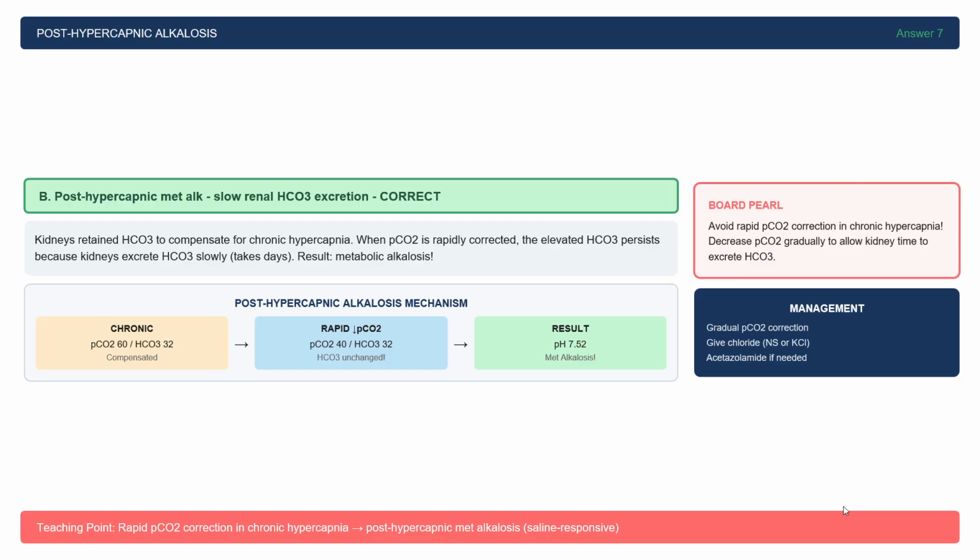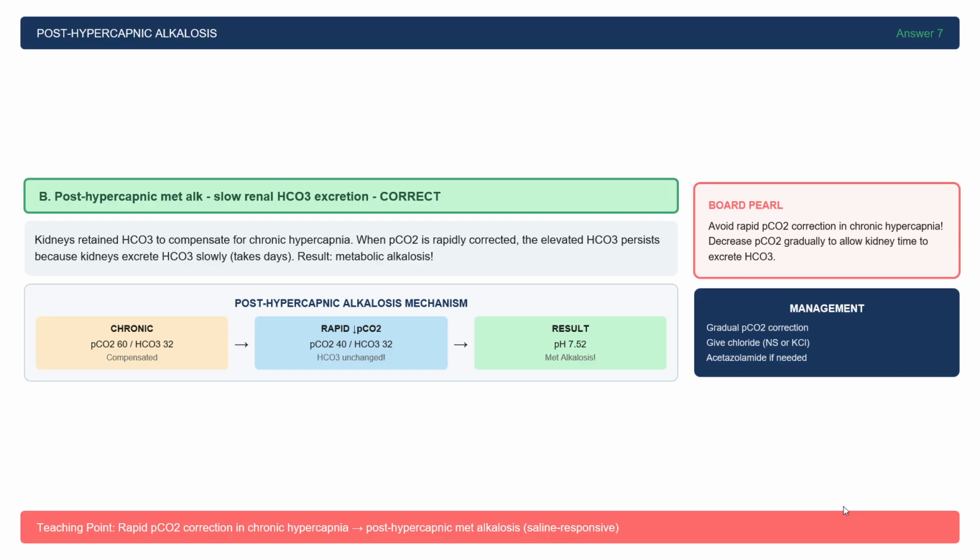Now, if the carbon dioxide level is rapidly corrected, usually after aggressive ventilation, the bicarbonate level doesn't immediately fall. The kidneys simply can't excrete bicarbonate that quickly. So the bicarbonate remains elevated and that produces metabolic alkalosis.